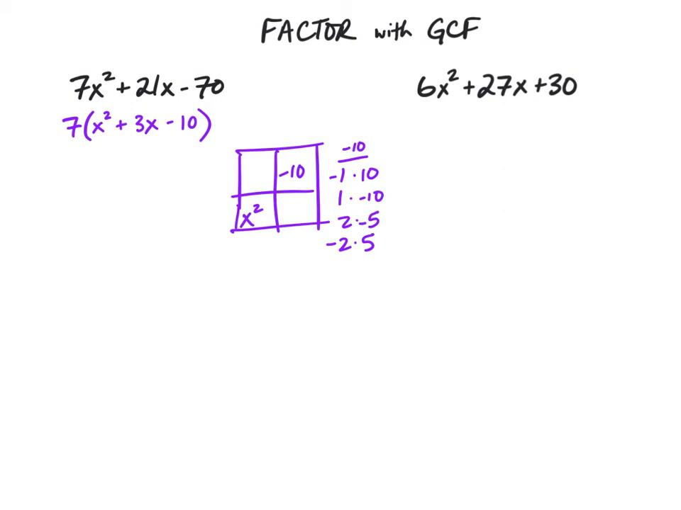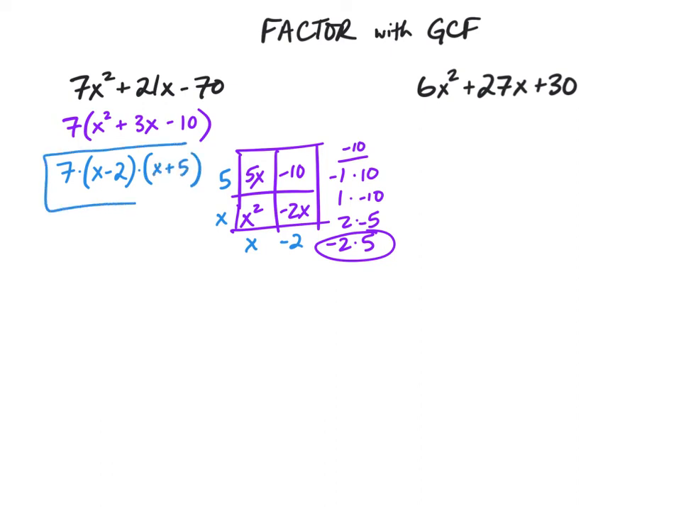How can I get 3x? I see it right here in my last one, 5x minus 2x. So let's go ahead and find those final factors. X times x, times 5, x times negative 2. Cool. Don't forget that factor out front. That 7 is part of the problem. Then the x minus 2 is a factor, and then the x plus 5 is a factor. So I have factored completely.